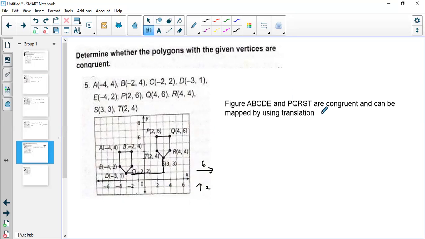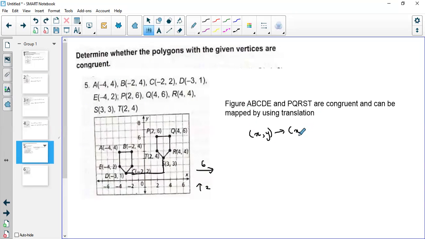So how am I going to write the translation now? I need to write it as XY has been translated as X.